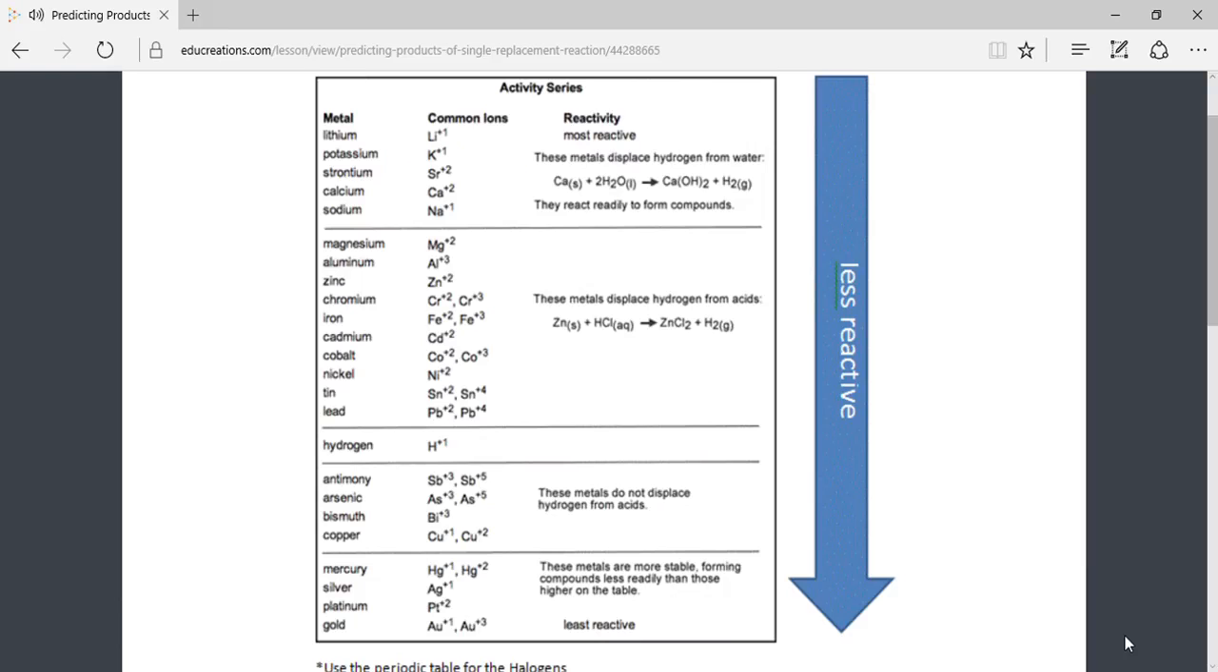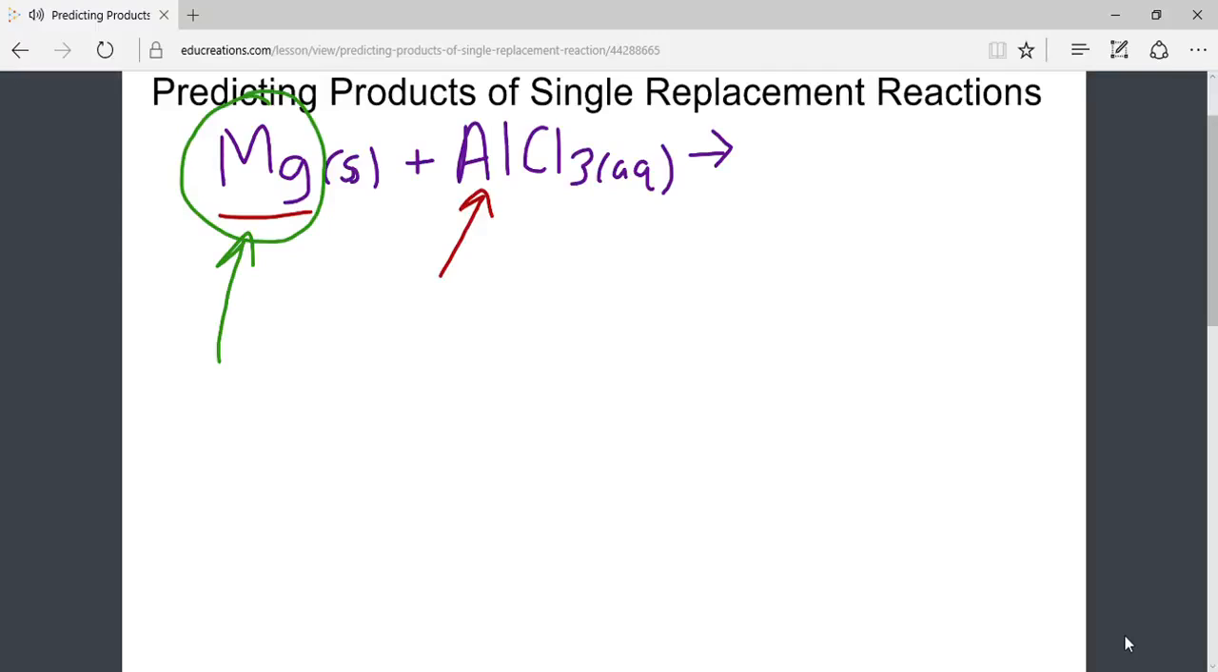When looking at the activity series data, we can see that magnesium is placed in a position above aluminum. This indicates that aluminum is less reactive, or that magnesium is more reactive than aluminum. When a metal is more reactive than another metal, it can cause single replacement reactions to occur. Therefore, magnesium will replace aluminum and become part of the compound, and aluminum will become the element.